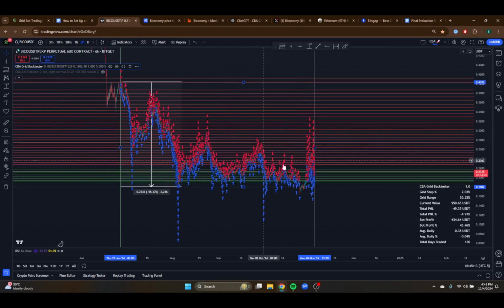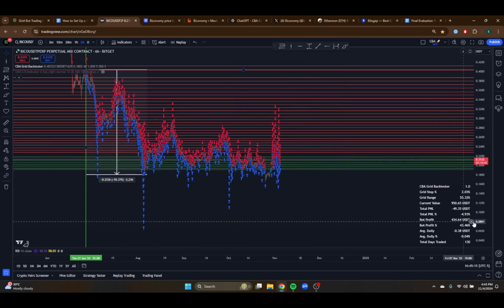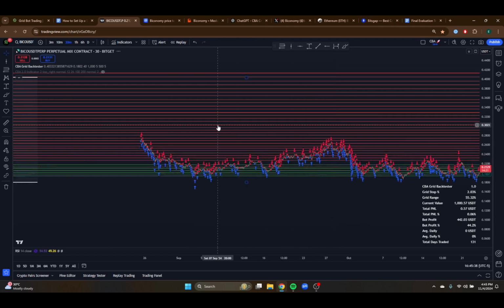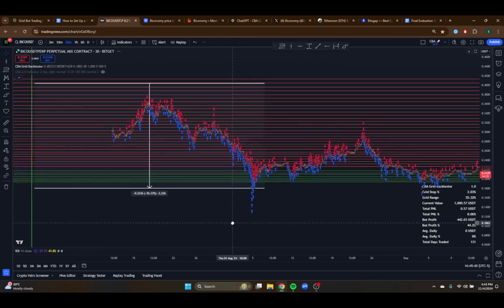So we have the results, but they are not accurate. So it says 4% negative PNL, 43% bot profit, trading time 130 days. As you should know already, when it comes to the CBA Grid Backtester, you want to make sure you backtest in a smaller time frame. So I'm gonna do it in the 30 minutes. Okay, let's see what we get.